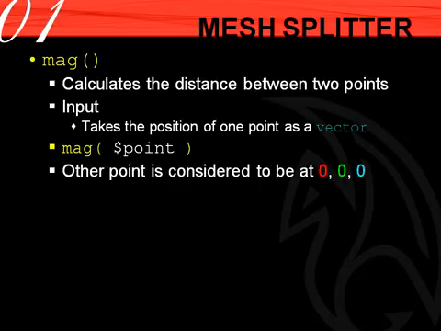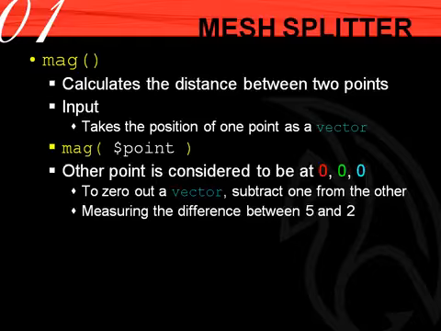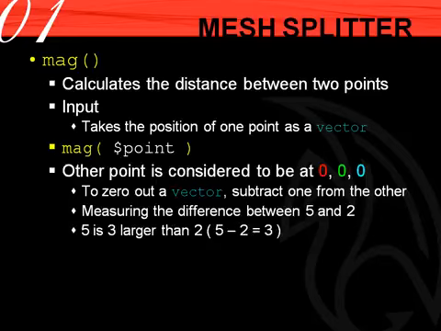Now, the reason why it only has 1 instead of 2 points, remember we were comparing 2 points. Somebody might be asking, well, I thought we were comparing 2, not just 1. Well, the reason is because the other point is considered to be at 0, 0, 0. And to zero out a vector, essentially what you want to do is subtract one from the other. So, for example, let's say you wanted to know what the distance is between the number 5 and the number 2. Well, very simply, you would just subtract one from the other. So you know that 5 is 3 larger than 2, because 5 minus 2 is 3.